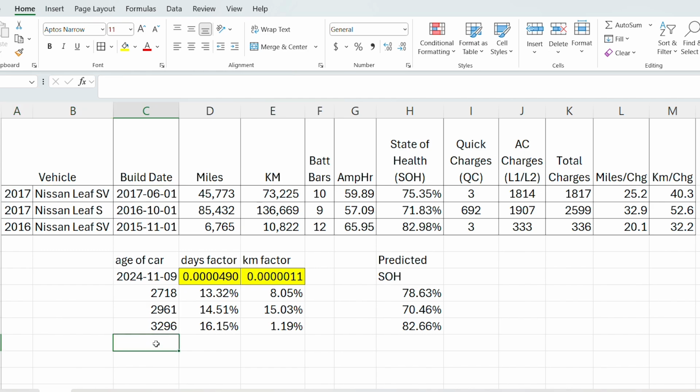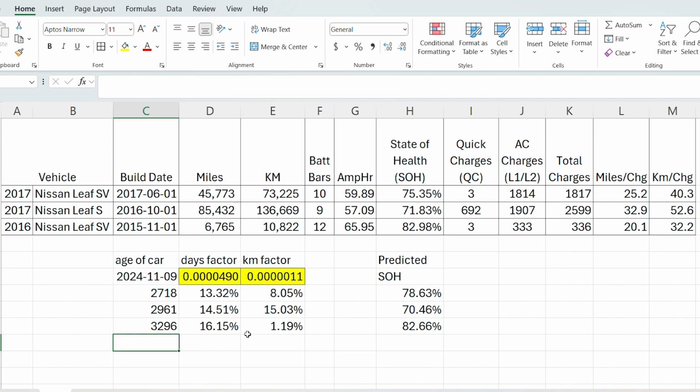Who knows if they changed the chemistry in the meantime, all these factors. The quick charges may have an effect. I'm not even factoring in quick charges here. I'm not factoring in environment. So I realize I'm way simplifying this, and there are many more factors that will account for battery degradation.